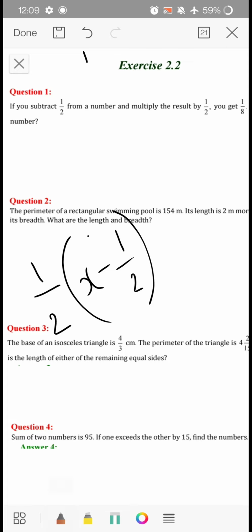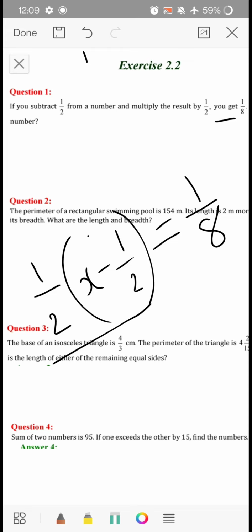Now let's read it further. You get 1/8, means by solving this I will get 1/8. Then find out the number. So see students, this is very easy, to form the equation from the statement. Okay, and this concept is very important as this same will continue in 9 and 10. So you should know how to form it.